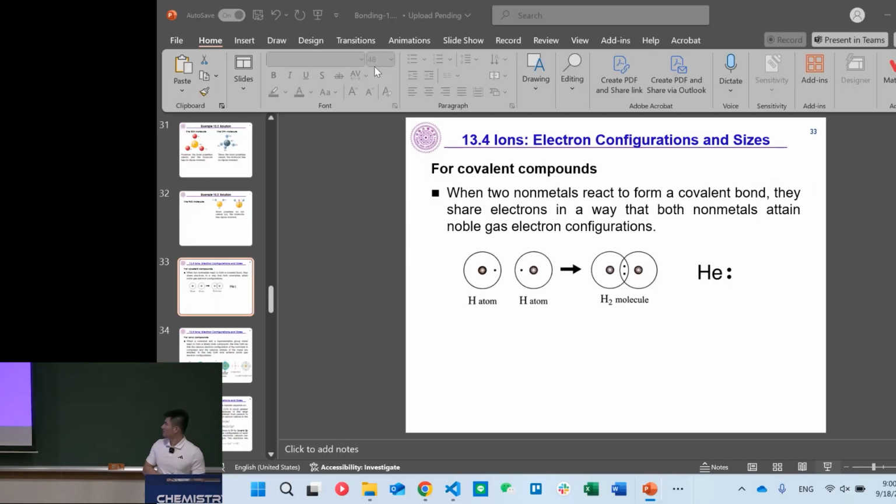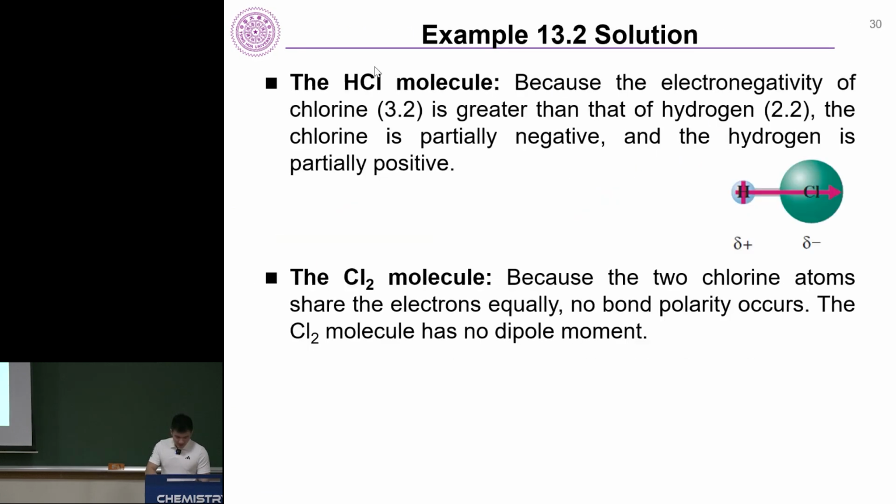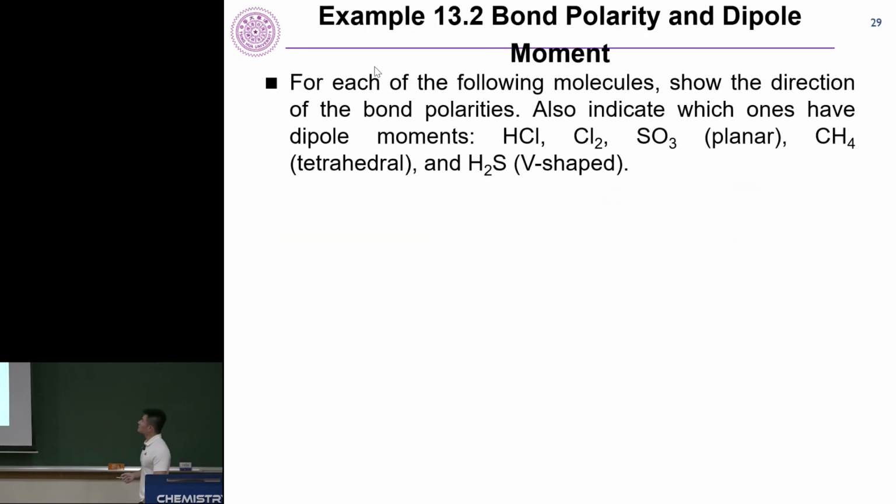Let's continue our discussion about bonding concepts. Last time we stopped here. This question asks: for each of the following molecules, show the direction of the dipole polarities and also indicate which ones have permanent dipole moments. These are the 5 examples.